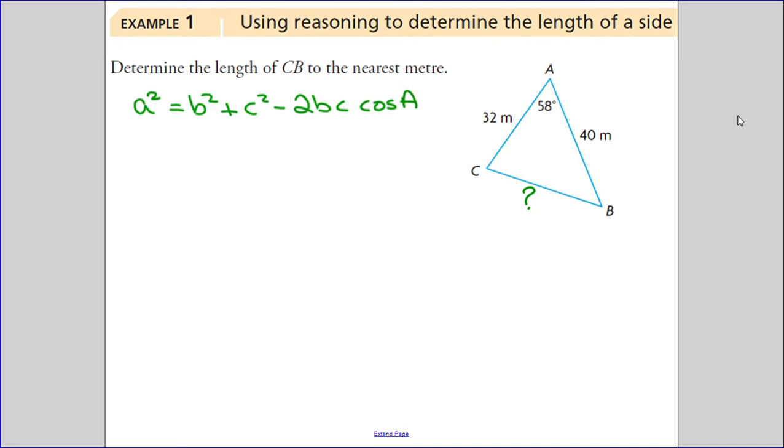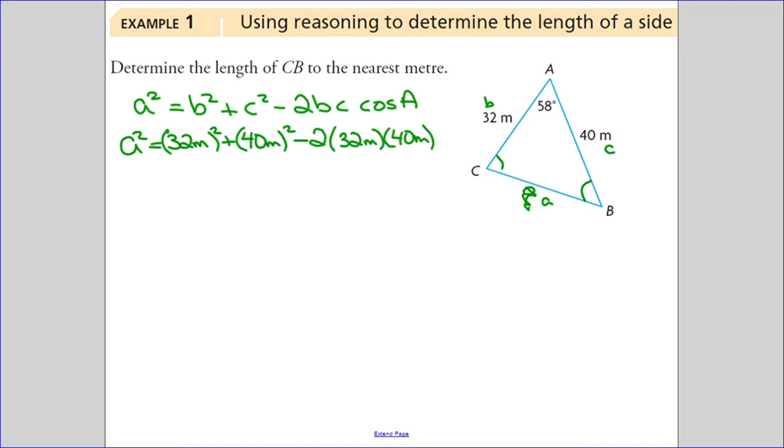Now, if I have angle C right here, that means that this is my side C. If I have angle B right here, that means that the opposite is my side B. And that means that my question mark here is really solving for side A, right, opposite the 58. So then I just plug in the numbers that I have for my expression. B squared in this case is 32 meters squared plus C is 40 meters squared minus 2 times B, which is 32 meters, times C, which is 40 meters, times the cosine of 58 degrees.